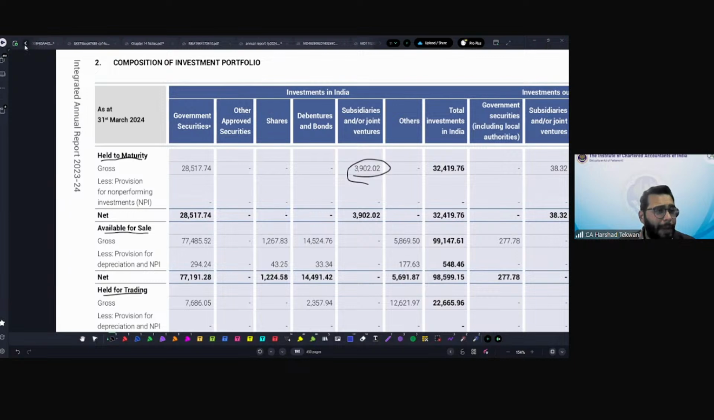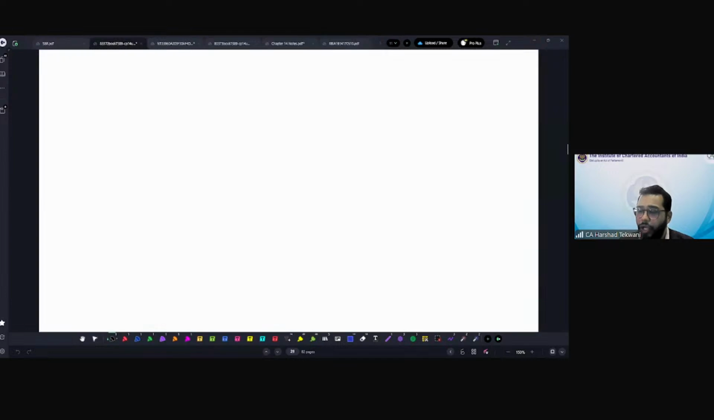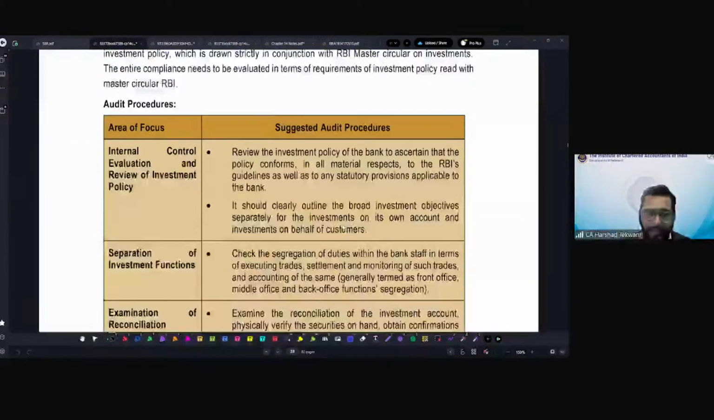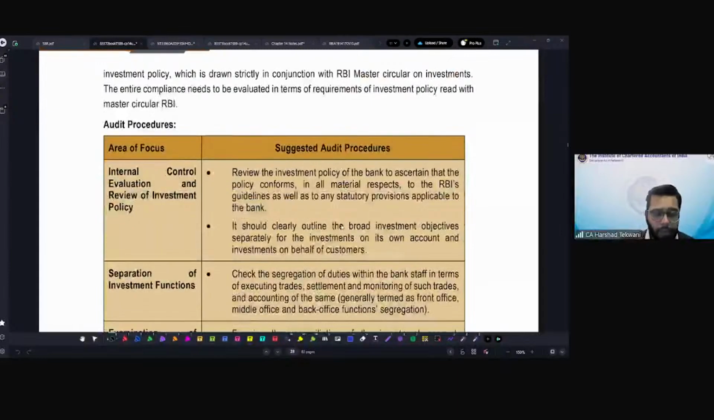That was with respect to the investment. Now see, there could be multiple things involved, multiple types of investment can be there, so you need to go investment by investment, and accordingly you need to verify things. So we will go through the study material quickly.